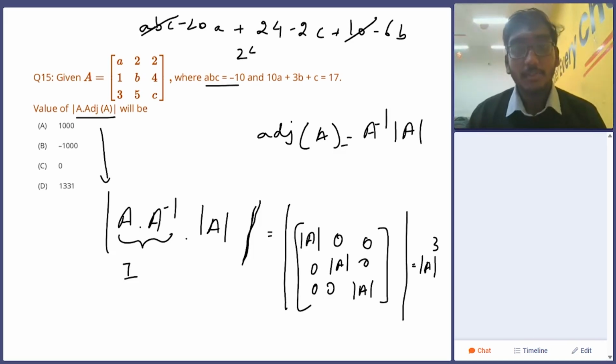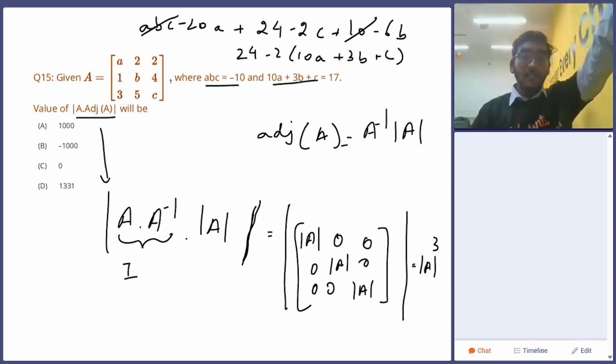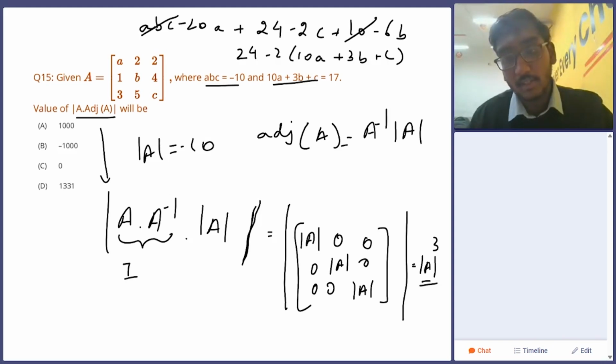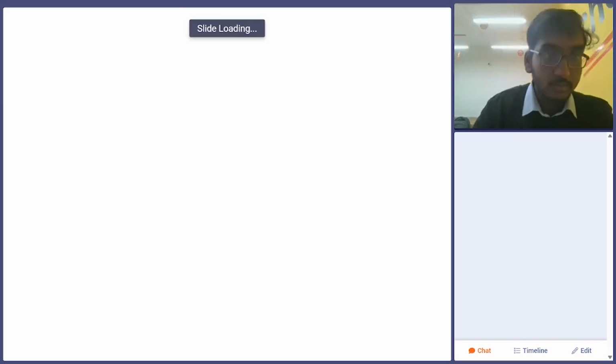So you'll be left with 24 minus 2 times (10A plus 3B plus C). 10A plus 3B plus C is also known to be 17. So 24 minus 2 times 17 will be negative 10. That will be the value of determinant A. Determinant A is found to be negative 10. So what will be the cube of that? That will be negative 1000. That is the answer: negative 1000.